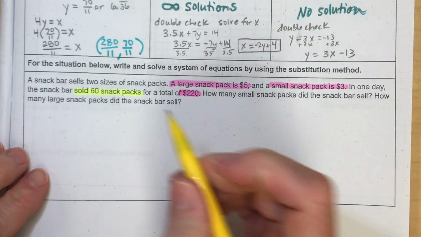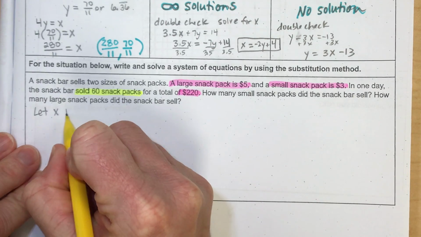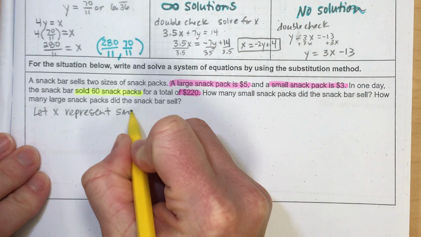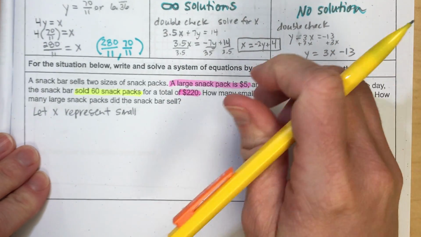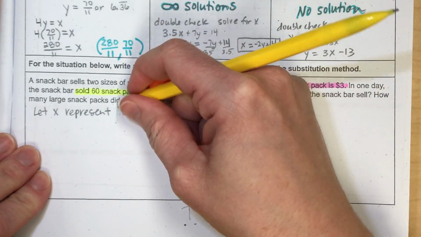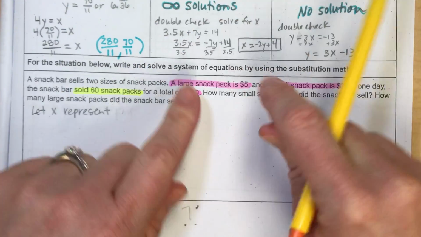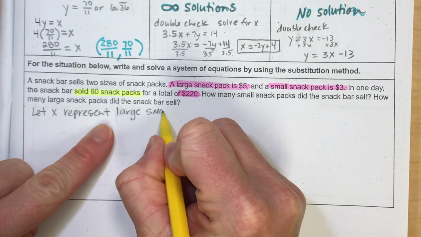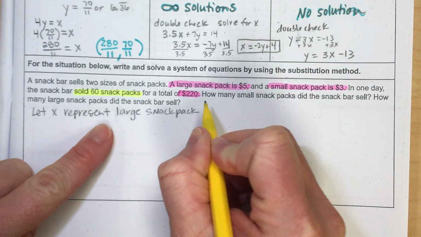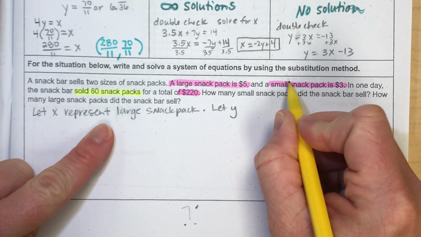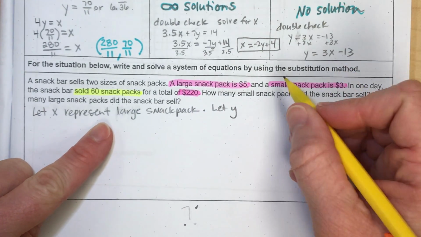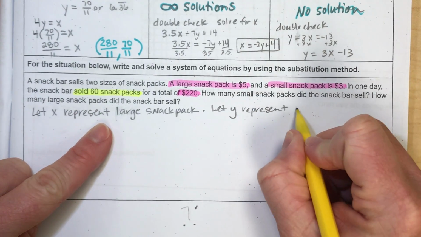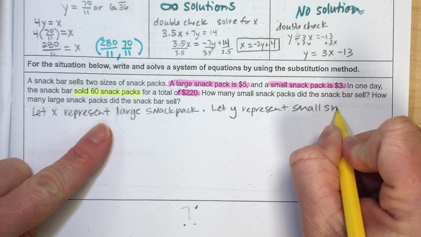I'm going to also let X represent, I'm going to do large because they told us large first. I'm going to go in order of what they told me. So since they told me large first, I'm going to let X represent large snack pack. And then I'm going to let Y, my second variable, since they told me small snack pack second, not that it really matters, Y will represent our small snack pack.